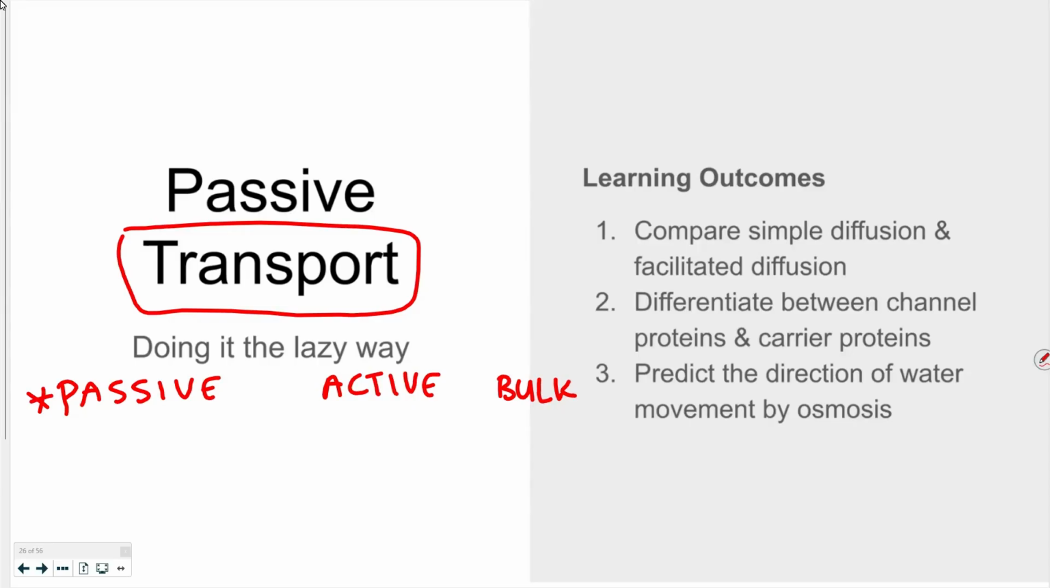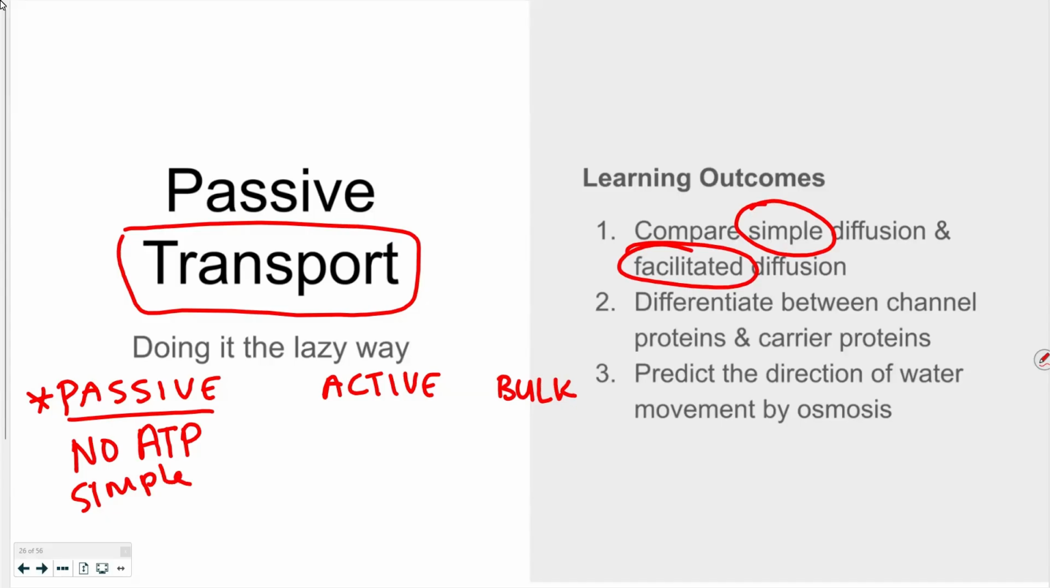Okay, the defining feature of passive transport is that it does not use ATP, right? No energy is needed. So once we get into that, we can talk about simple diffusion and facilitated diffusion, both of which are going to be examples. Simple, facilitated. Okay, those are both examples of passive transport.